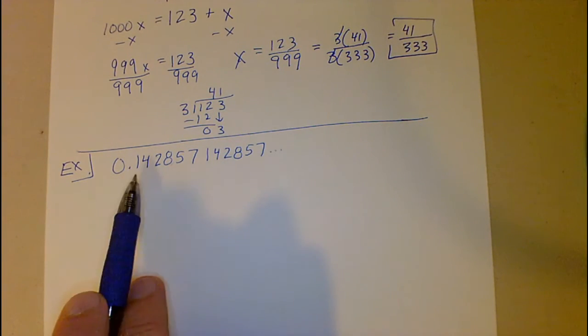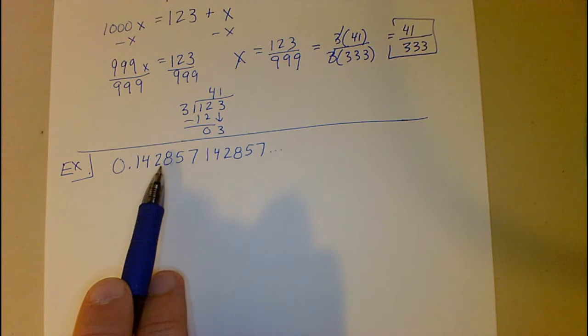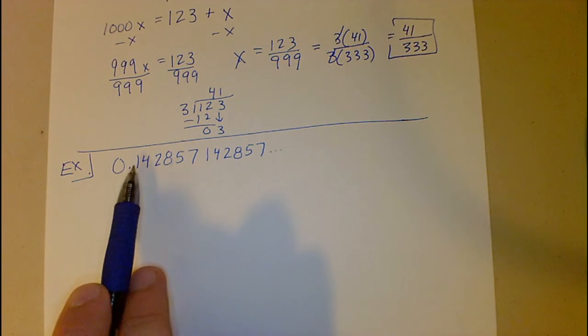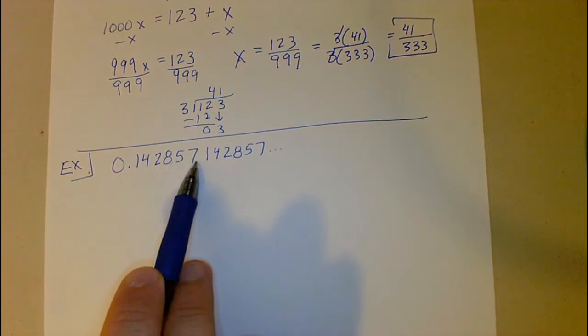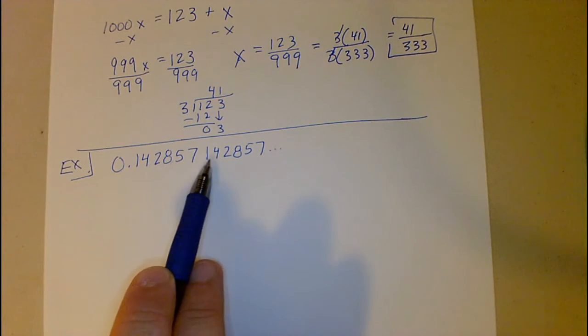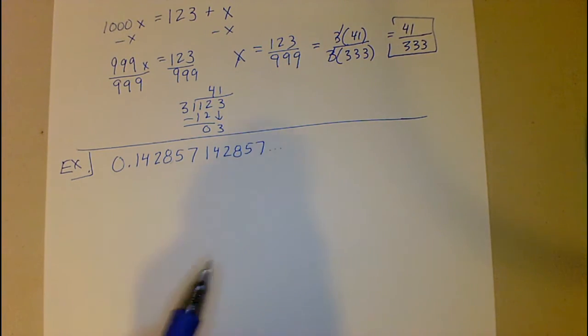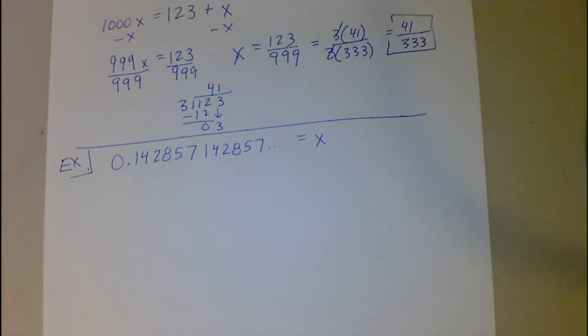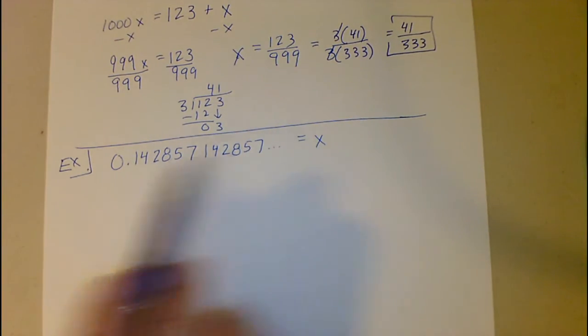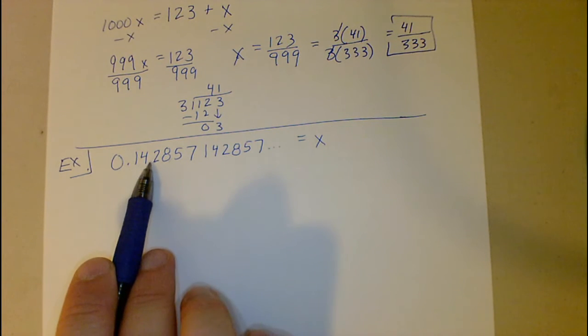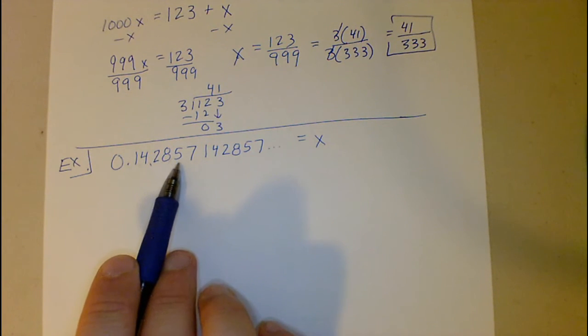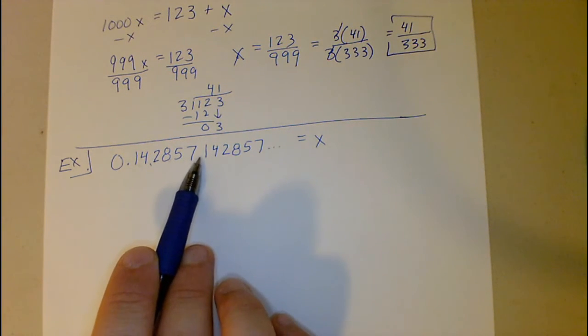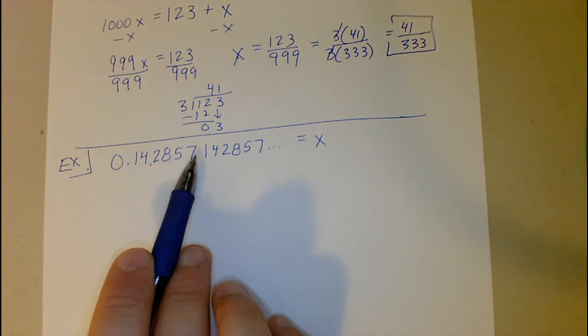Looks pretty intimidating because how often does this repeat itself? Well, I have to wait 1, 2, 3, 4, 5, 6 digits until I get 1, 4, 2, 8, 5, 7. If I call this thing equal to x, as I normally do in these sorts of problems, I need to multiply both sides by 10, 100, 1,000, 10,000, 100,000, 1 million. I need to multiply both sides of this thing by 1 million.